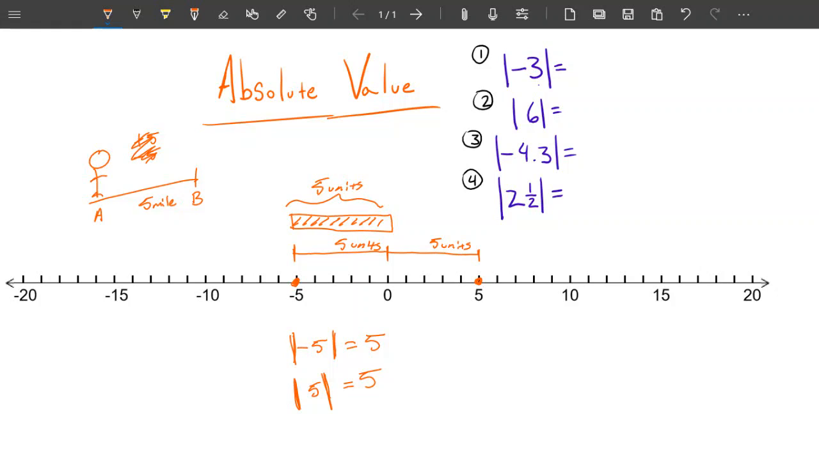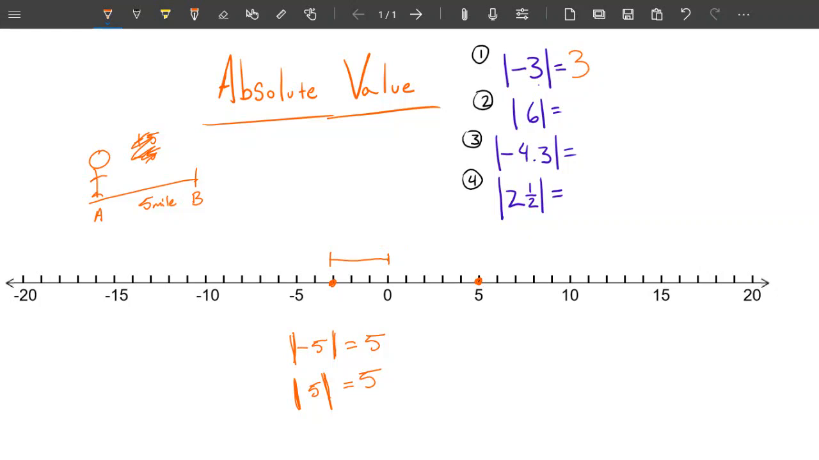Okay, so now let's go over our few examples here on the right. We have, starting with negative 3. How many units from 0 is negative 3? Well, if you caught on to our first example there, you'll notice it's just 3 units. Okay, so the absolute value of negative 3 is 3. Okay, nothing else to it.